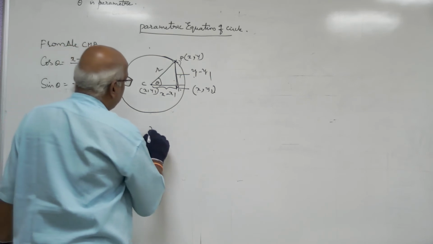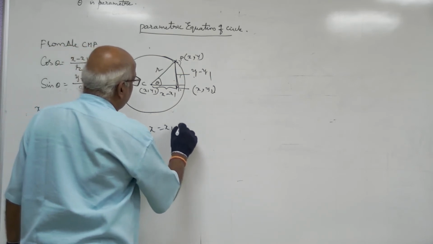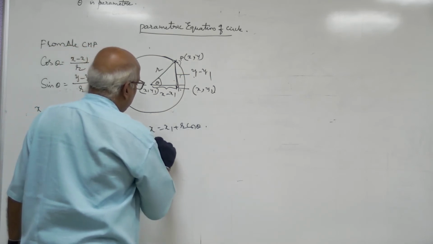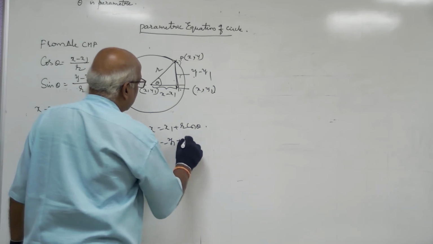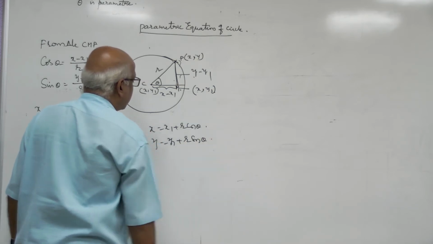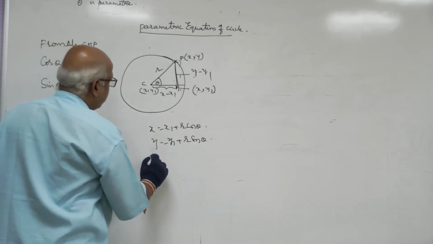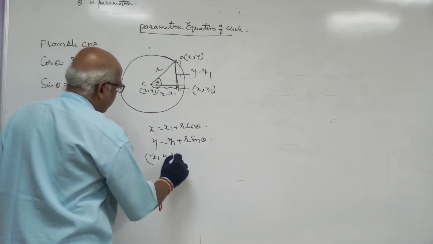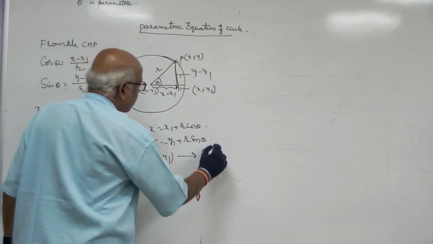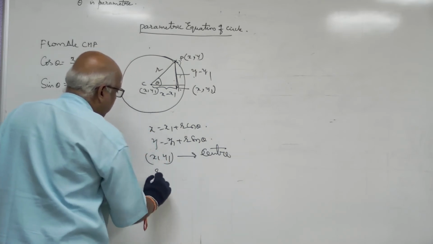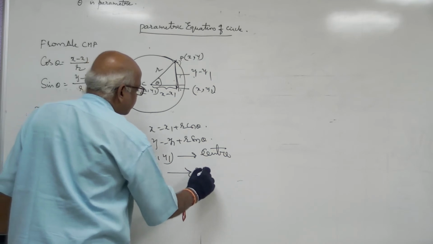So, the parametric equations of the circle are x equals x1 plus r cos theta, y equals y1 plus r sin theta. These two are called parametric equations. And in this, (x1, y1) represents the center and r represents the radius.